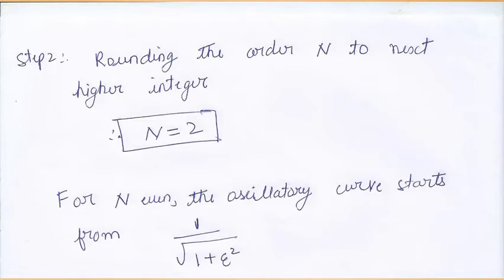So the next step, or step 2 in this numerical, is to round off the order to the next higher integer. In the previous step, we had got order n as 1.91. So we need to round off that order to the next higher integer. Therefore, the order of the filter will be 2. So for the rest of the computations in the numerical, you have to use capital N as 2.